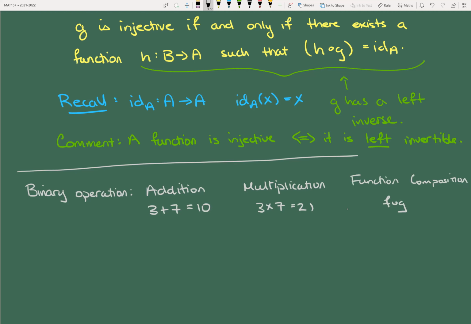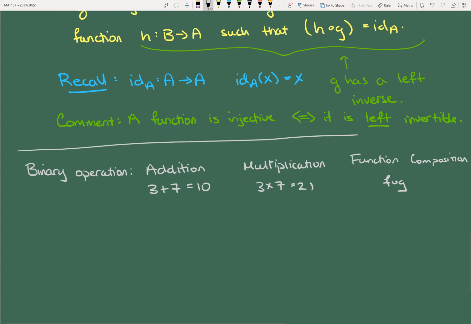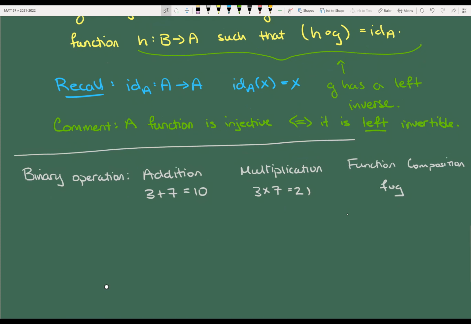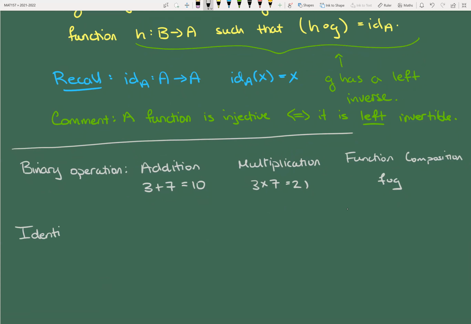It eats two functions and gives you one function back out. Okay, so these are binary operators. Now, an identity for a binary operator does the following. Whatever your operator is, I'm just going to use this symbol to indicate the binary operator, because we don't know whether it's going to be addition, multiplication, or function composition. This kind of conversation holds in general. The identity operator satisfies the following.